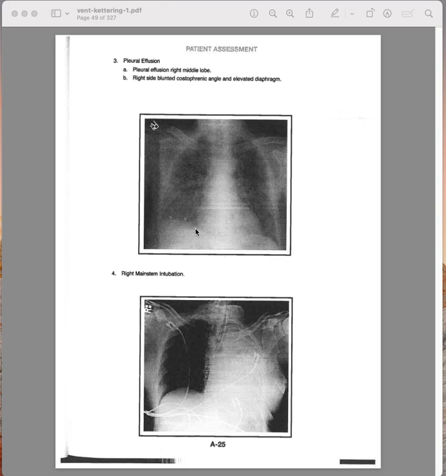You will see a right-sided blunted costophrenic angle. There is no costophrenic angle. You see how it's pointed here? It's blunt over here. Right main stem intubation: when somebody gets intubated and the tube goes into the right main stem, you're going to see that the patient is getting ventilated only on the right lung and there's no ventilation on the left side. That's how you know it's a right main stem intubation.